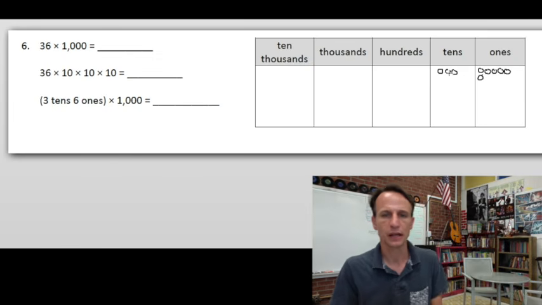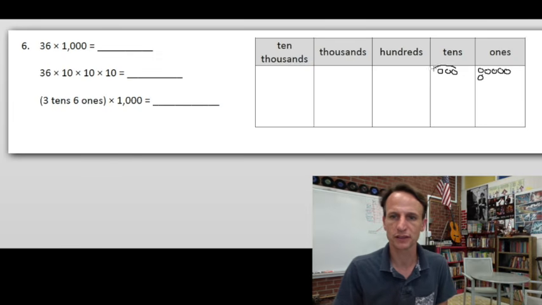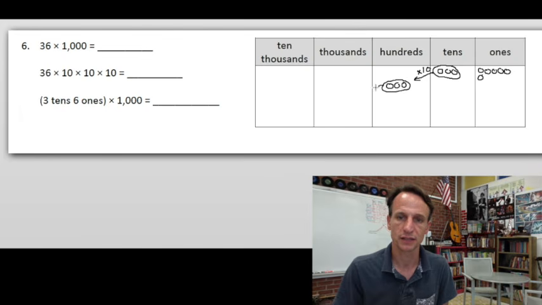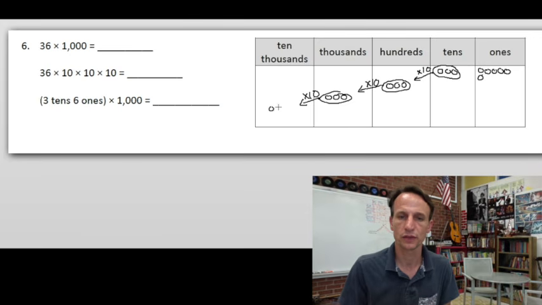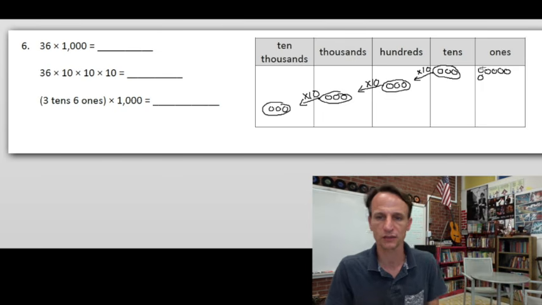Okay. And so we need to multiply each of these by 10 3 times. So let's just do it. All right. So here we go. Times 10 is 300s. Times 10 is 1, 2, 3 thousands. Times 10 is 3 10,000s. Great. Now let's do the same with the 6 ones.